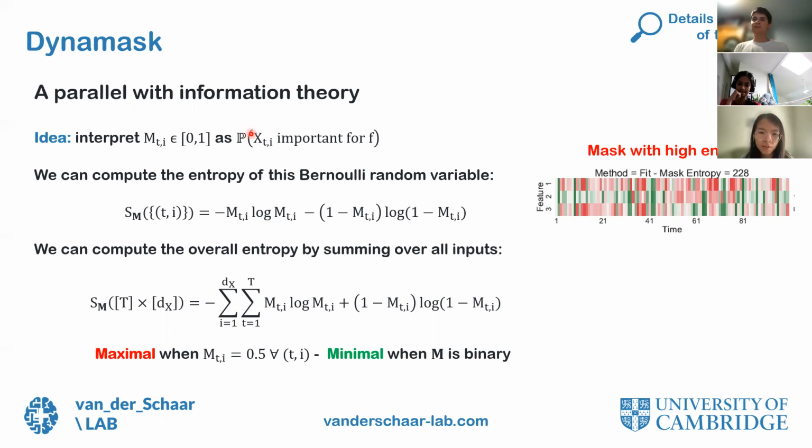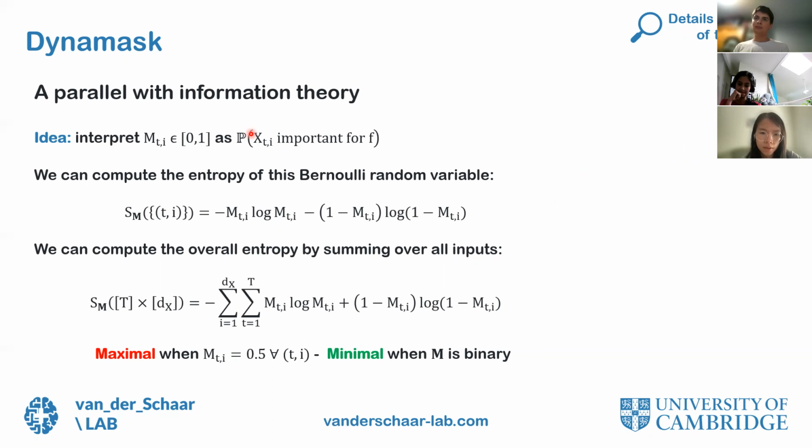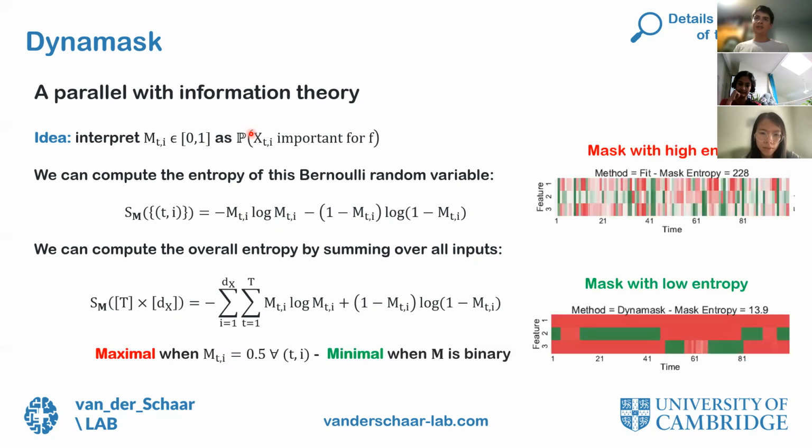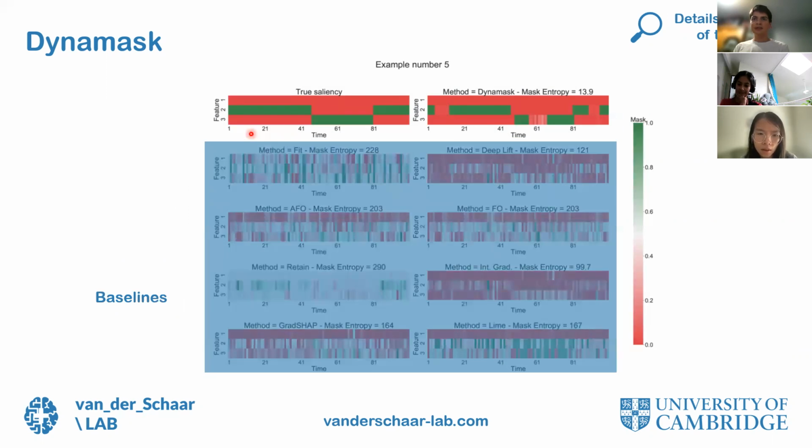I see. And could you go to the slide where you show the explanations and compare them to different methods? I think it is probably the next slide. This one, yes, perfect. So I noticed that in the mask produced by Dynamask, there are a few intervals that are completely zero, but they are actually quite important in the true saliency. Do you have an explanation for that?